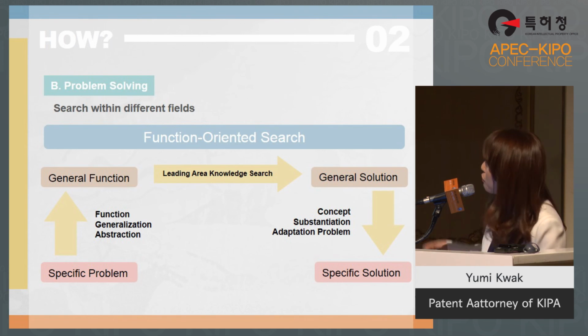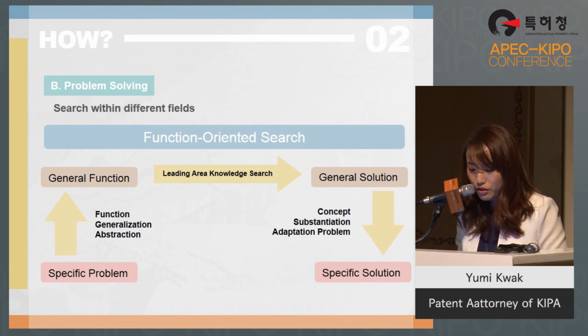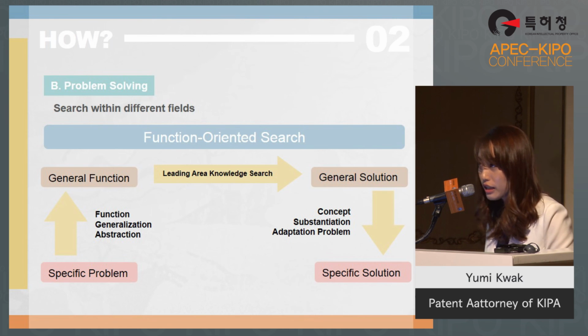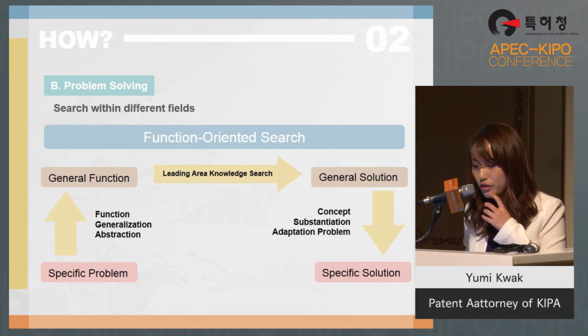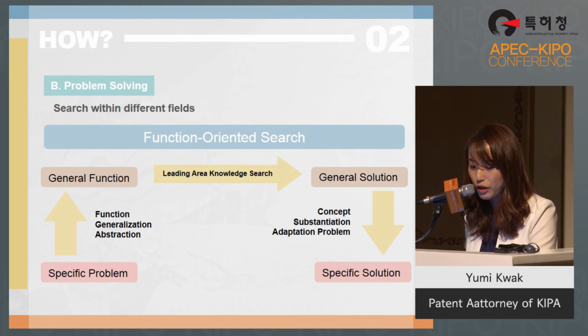For this purpose, first, generalize the function of the component to create a suitable function word. From there, find the leading area that is most commonly used for the said function. Once the general function is found from the leading area, apply the conceptual solution to the original problem. This is a typical example of FOS.